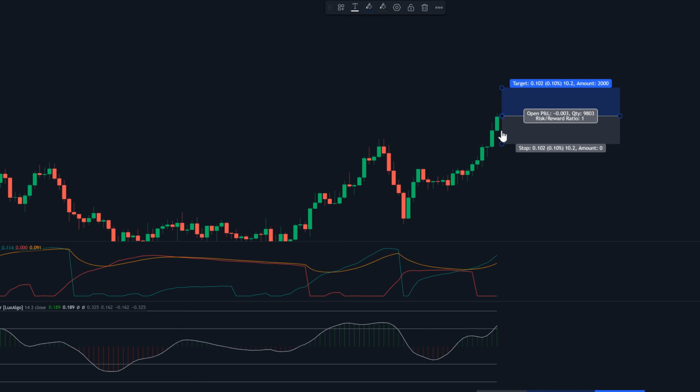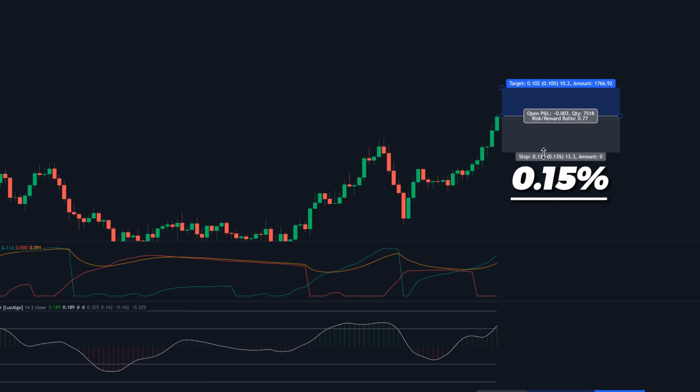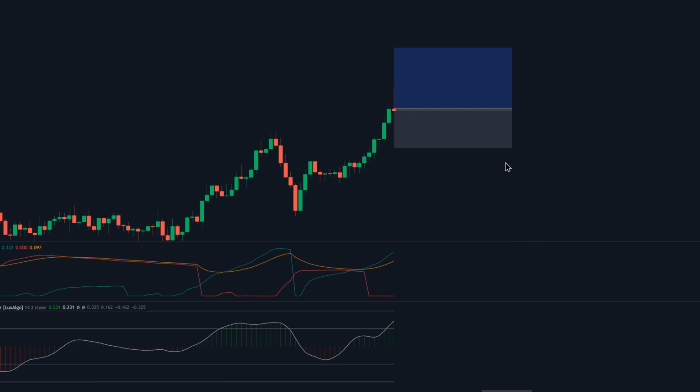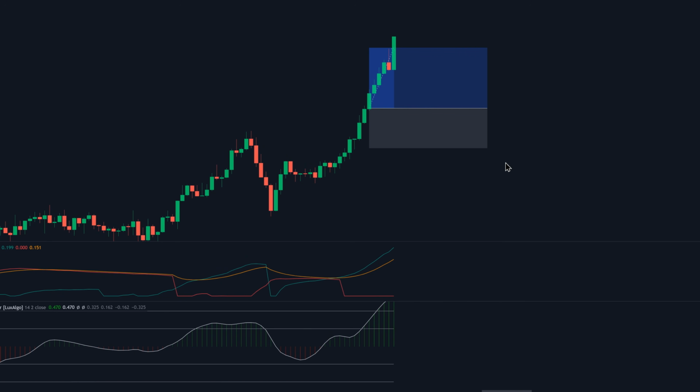We're going to set our stop loss at a percentage value of 0.15. You're gonna be looking at this number for the percentage value. And then for the take profit, we're gonna go with 1.5 times the risk. Letting this trade run. And as you can see, it hits take profit.